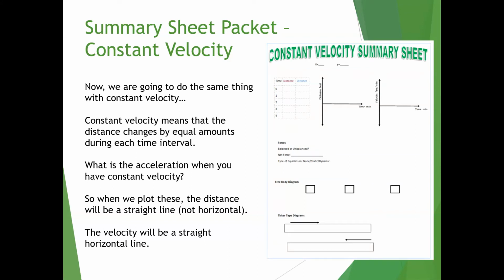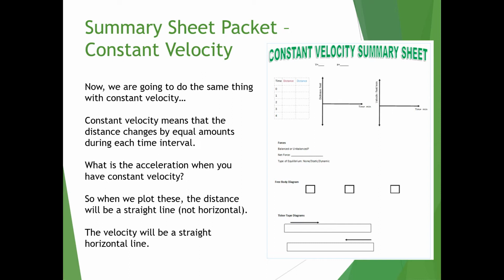So now we're going to move on to the second page in our summary sheet packet, which is on constant velocity. And we're going to do the exact same thing we just did with the at-rest summary sheet. So remember, constant velocity means that the distance changes by equal amounts during each time interval.